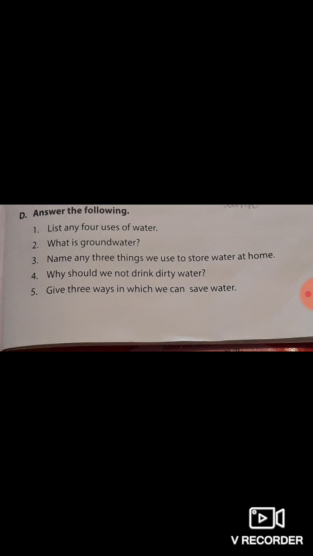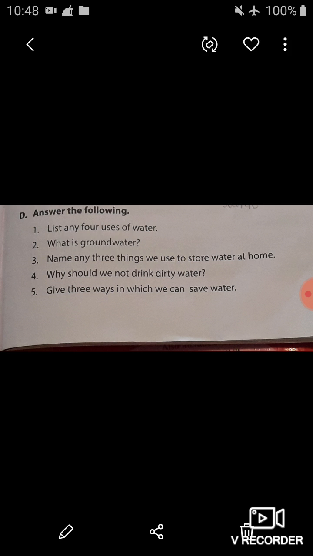Now let's come to question number 2. What is groundwater? So my dear students, in the explanation of this chapter I already explained to you about groundwater. The definition of groundwater is: the rainwater that seeps into the ground is known as groundwater.